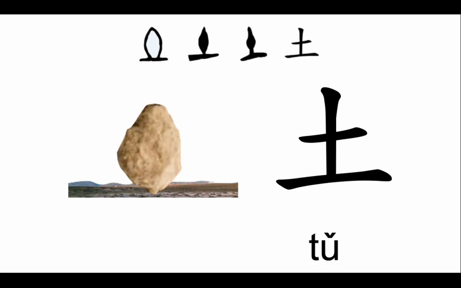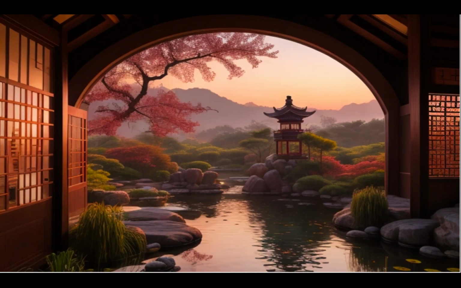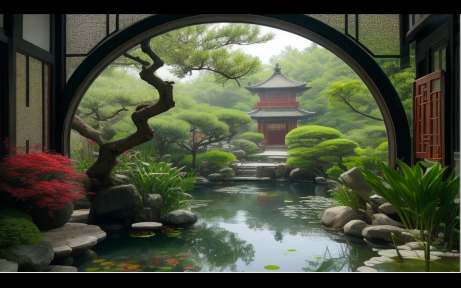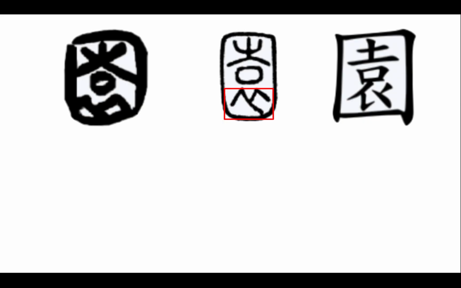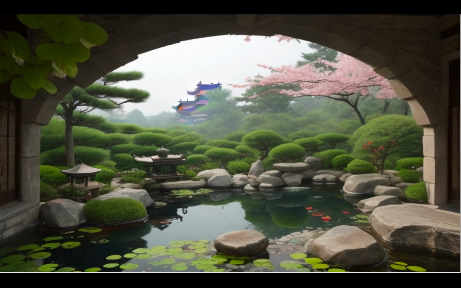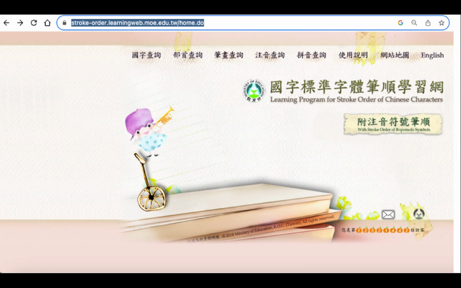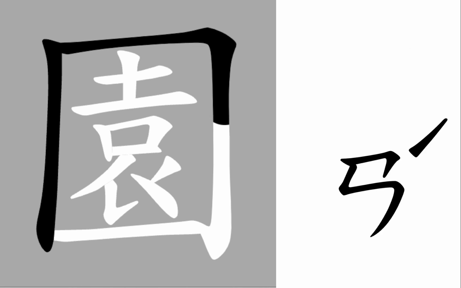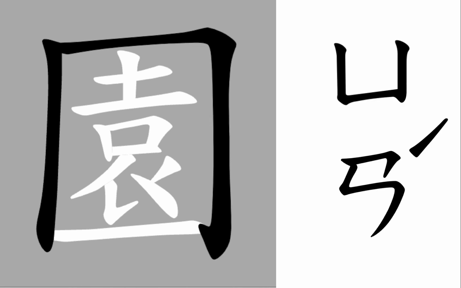Imagine the upper part of 土 as a small hill with a pavilion in the distance of a garden. The middle part 口 resembles a small pond situated at the heart of the garden. The strokes below represent stones placed by the Chinese people along the pond to symbolize the undulating terrain. Now, let's practice writing.